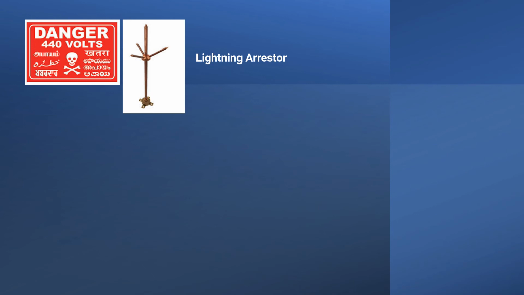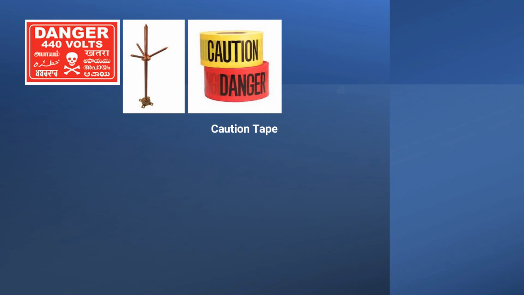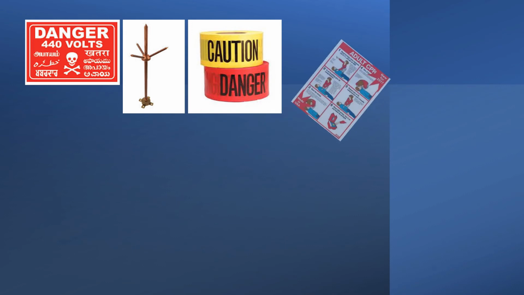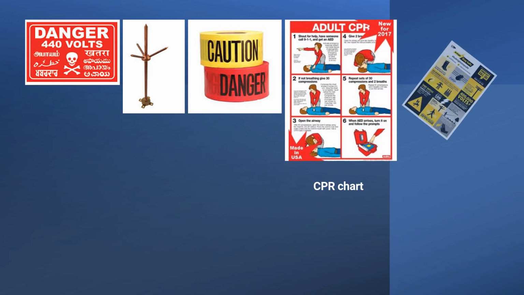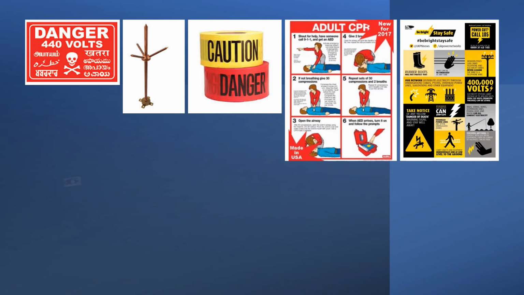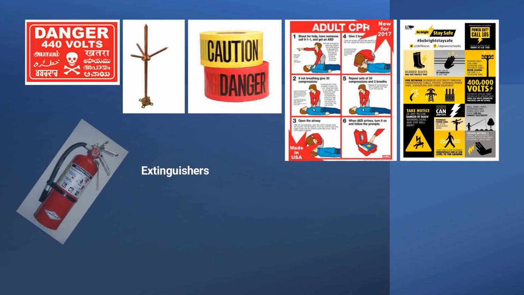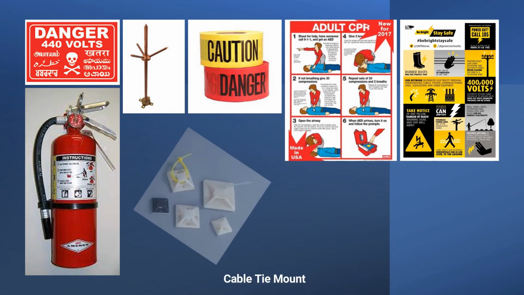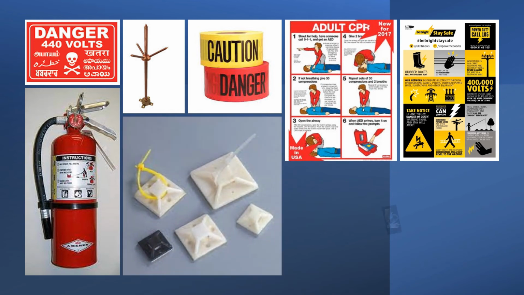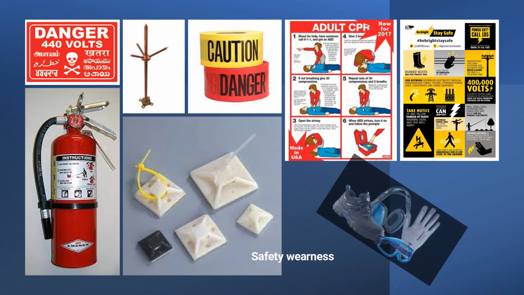There are danger boards used for warning, and this is the lightning arrestor, and we will use the caution and danger tape while the construction activity is happening to avoid non-authorized people's entry, and CPR chart and the extinguishers. This is the cable tie mount where the cable wires will be dressed and it can be tied in this.